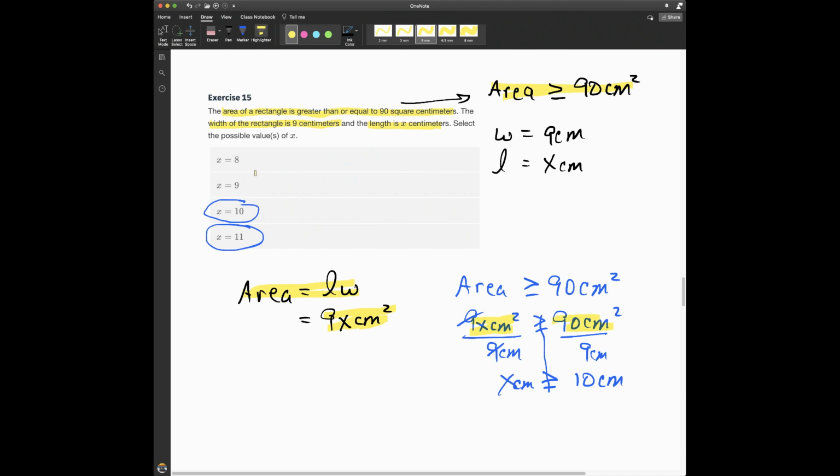So when I want to pick values, x equal to 10 centimeters is a solution. And x could be 11 centimeters because that is greater than 10 centimeters.